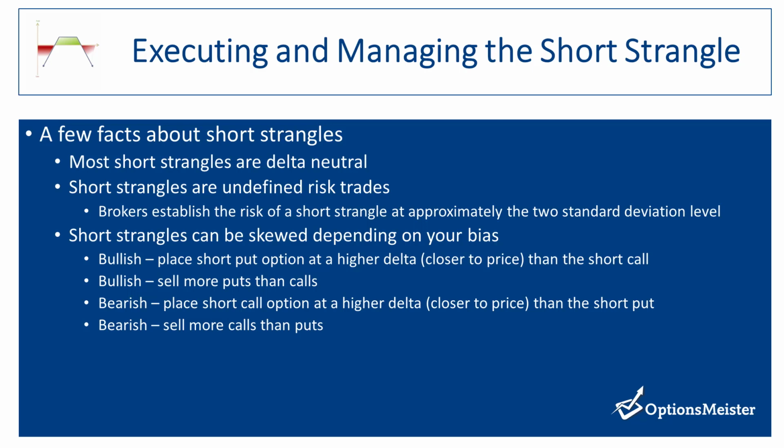Remember, the higher the delta of the option, the closer the strike is to price. If you have a bullish bias, place the short put option at a higher delta, which would be closer to price, than the delta of the short call. You can also skew the short strangle by selling more puts than calls if you are bullish. If your bias is bearish, place the short call option at a higher delta, closer to the price of the underlying, than the delta of the short put. You can sell more calls than puts, if you are bearish.